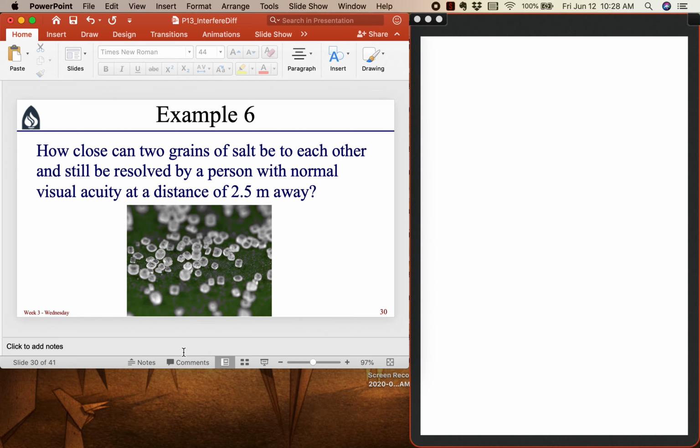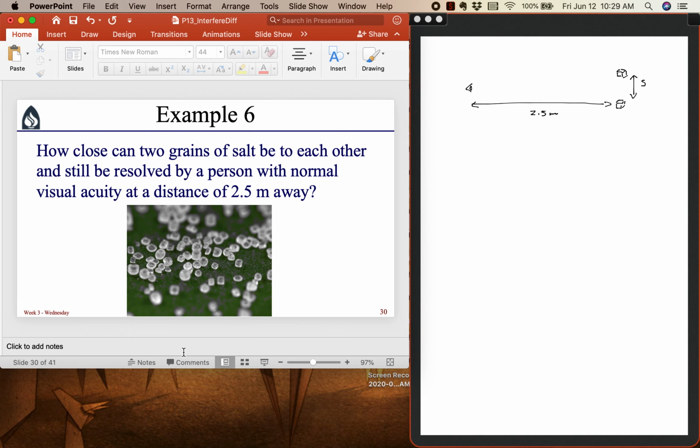We're looking at these salt grains, and we want to know how close can they be to each other. So we have these two salt grains, which of course are little cubes, and these two salt grains are fairly close to each other. They are a distance of s apart, and we know the distance they are to the viewer. So the viewer's eye is going to be 2.5 meters away. So the distance from the eye to the salt grains is 2.5 meters. And we want to know how close can they be to each other.